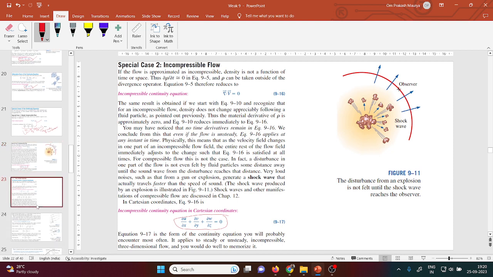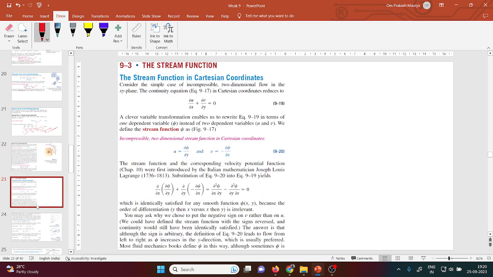Okay, incompressible we have done. The stream function, you know very well. On that I have some questions. The stream function in Cartesian coordinates. Consider a simple case of incompressible two-dimensional flow in the xy plane. The continuity equation is like that. For incompressible and steady flow, your equation is this.